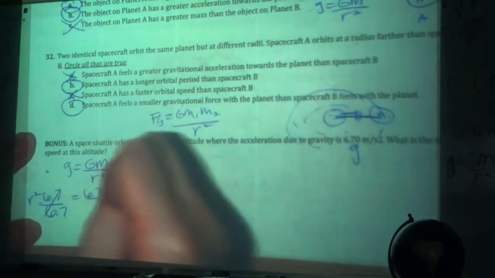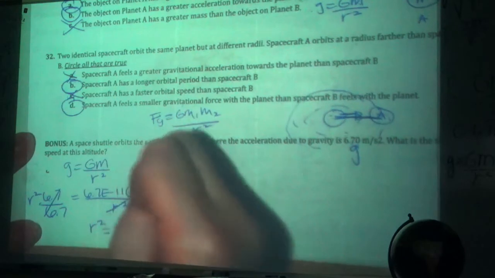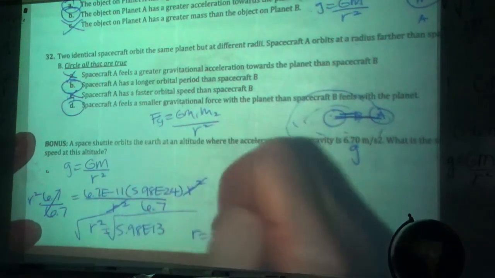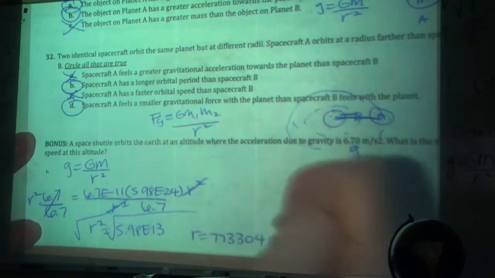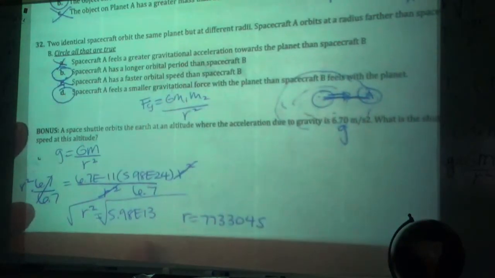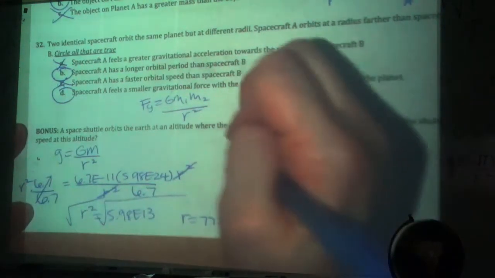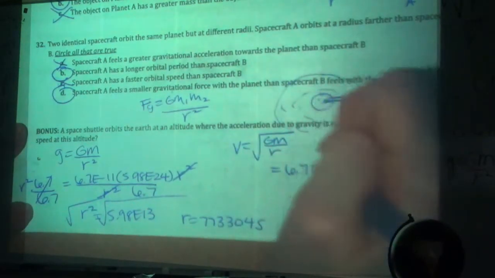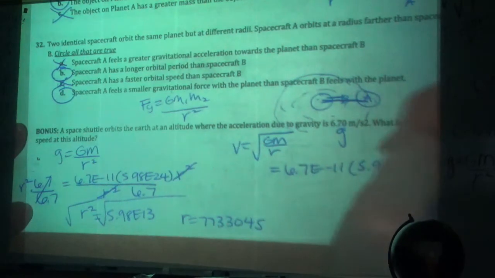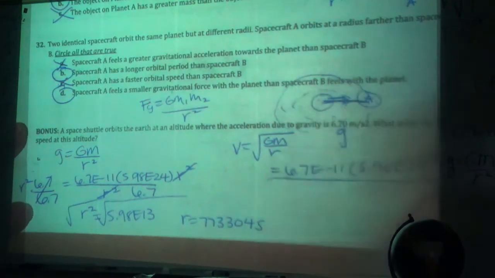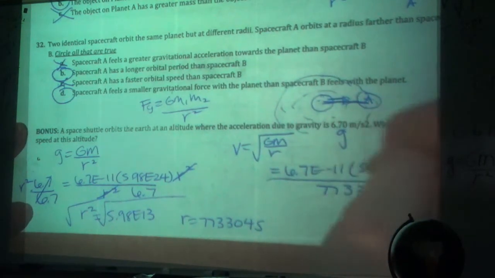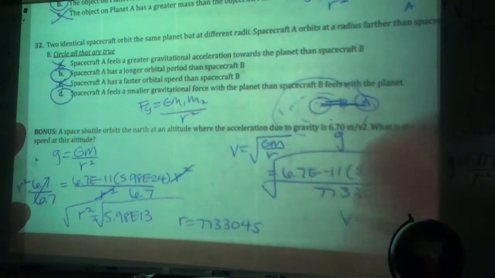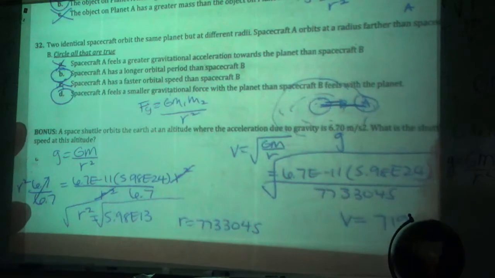That's going to give me r squared is 5.98e13, and then you need to take the square root, so my radius is 7733045. That gives me a radius. I want the speed, so I'm going to use square root of GM over r, 6.7. Again, mass of the Earth, because that is what I'm orbiting around, and now I know how big my orbital radius is, and now it's straight plug into your velocity equation. You get 7198 meters per second.